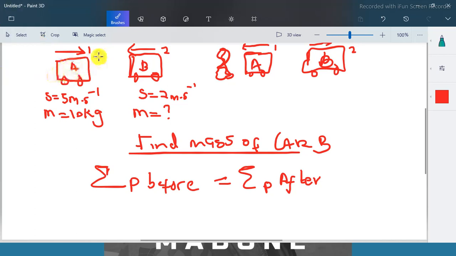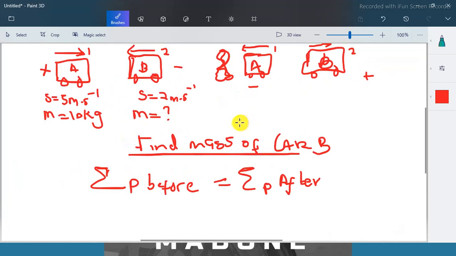So what is the direction of A? It's going to the right, right? So let's say right will be positive. A is moving in a positive direction, and this one is moving in a negative direction. Which means any motion going this way is in a positive direction, and anything going that way is in a negative direction.